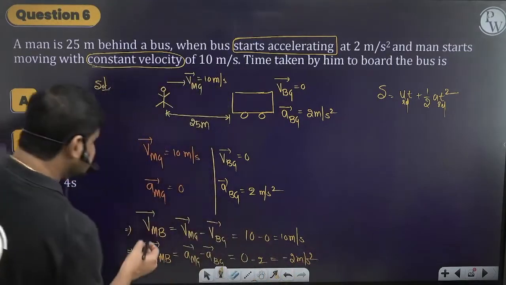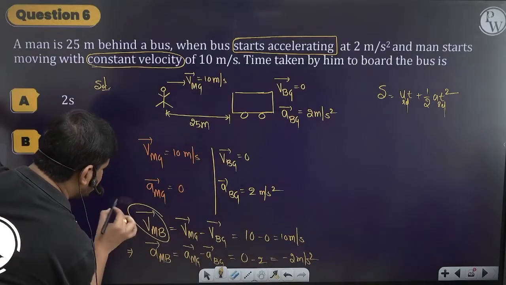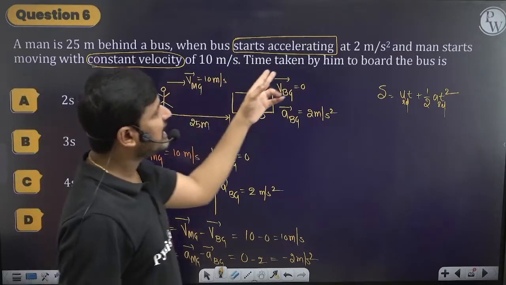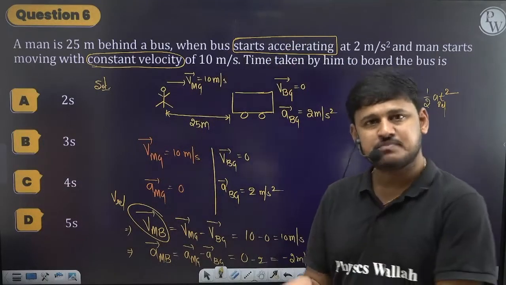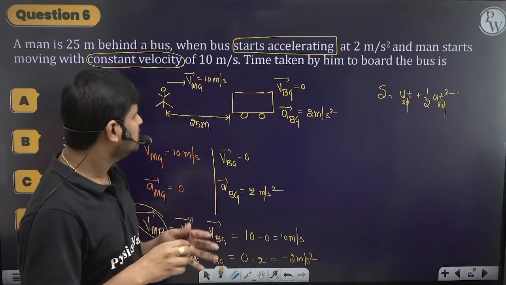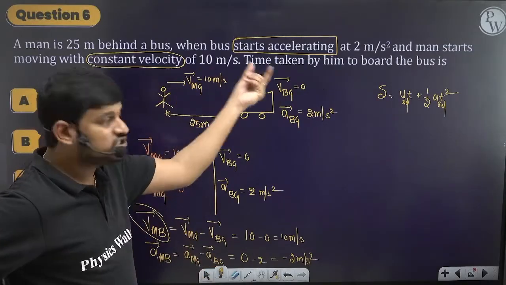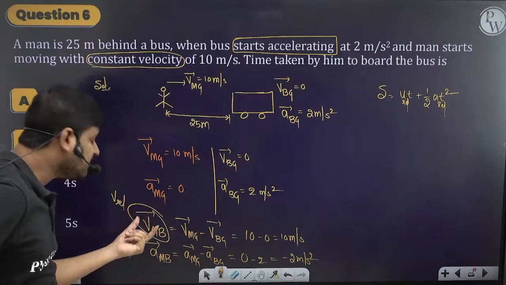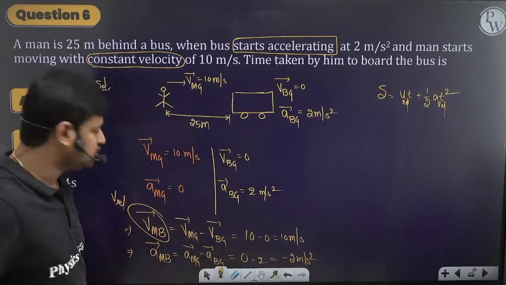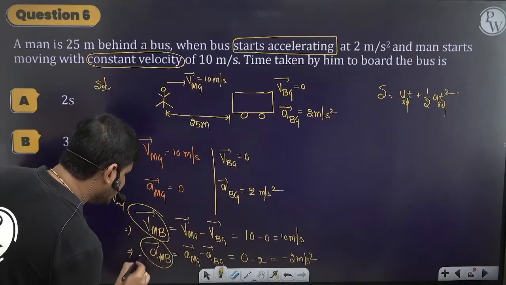So this is nothing but V relative. We call it V relative, the velocity of the man with respect to the bus, because he has to board the bus. The person has to board the bus. Let's make him the subject. Understanding, guys? With how much speed should he move? That's why we take the velocity of the man with respect to the bus. And then the acceleration of the man with respect to the bus. This is a relative.